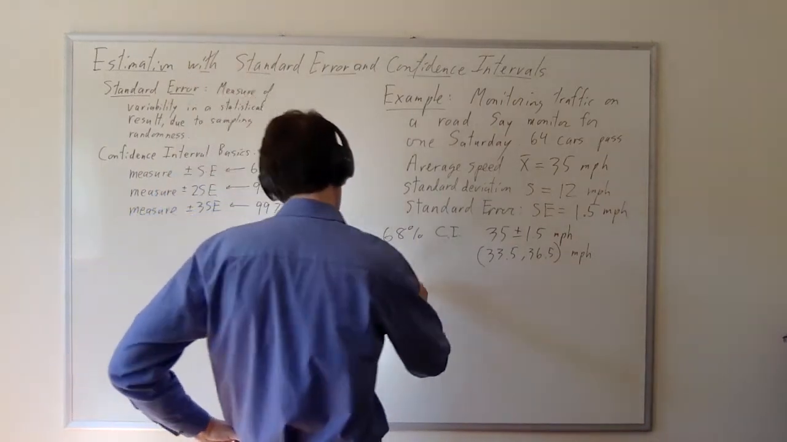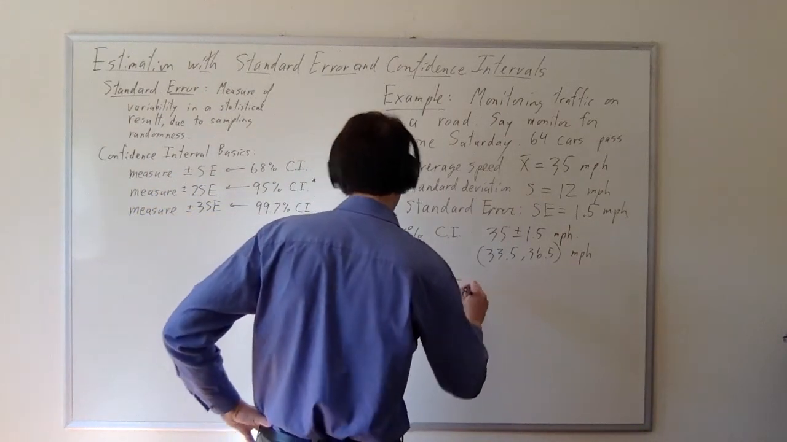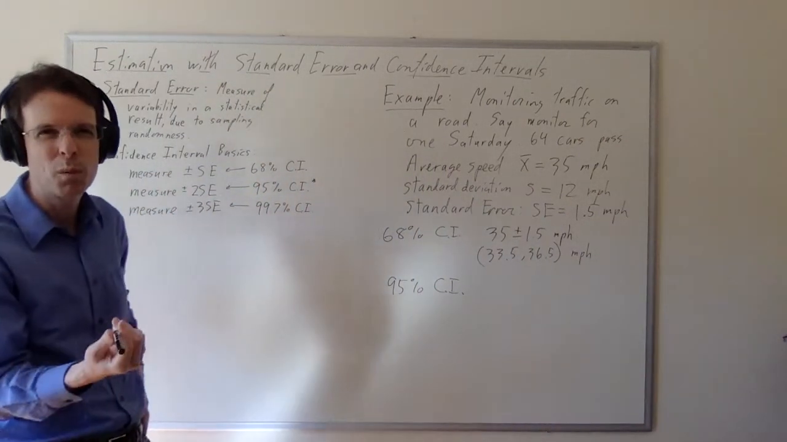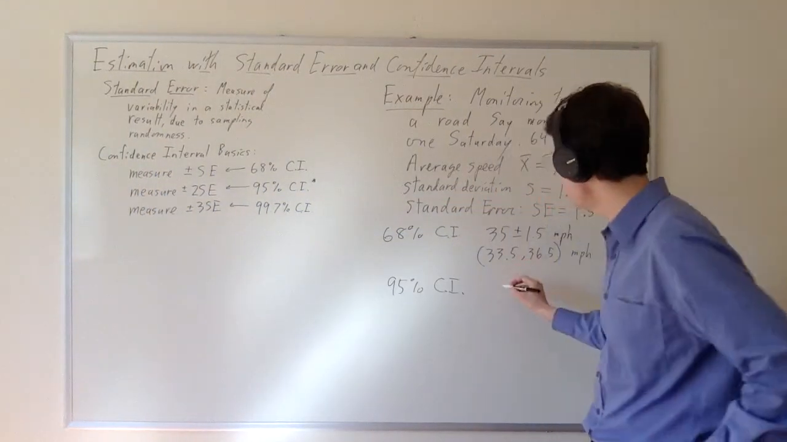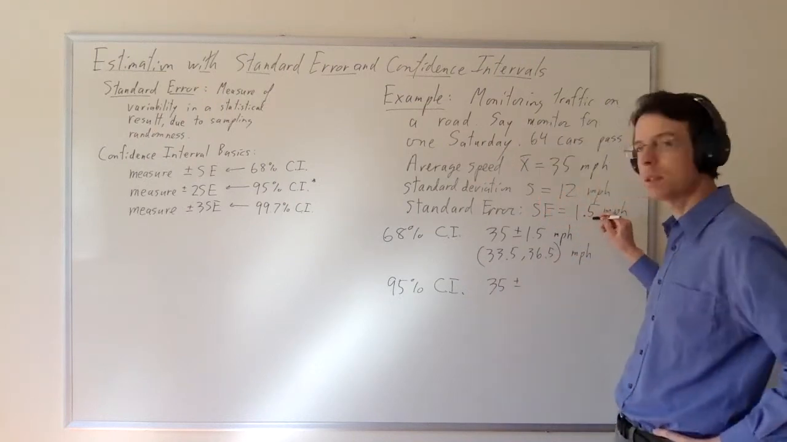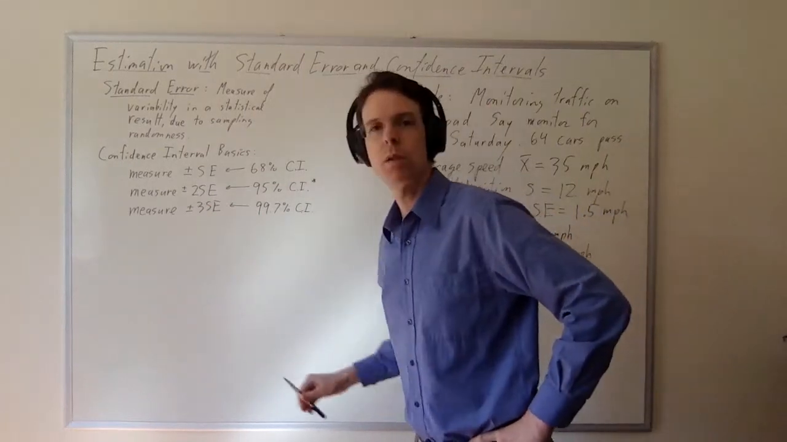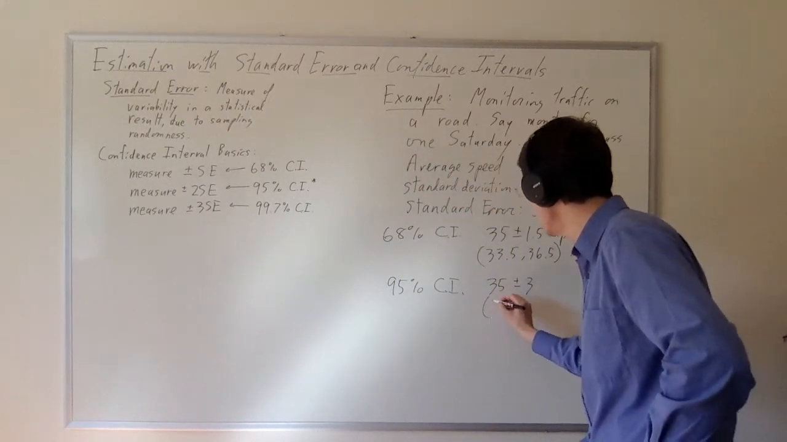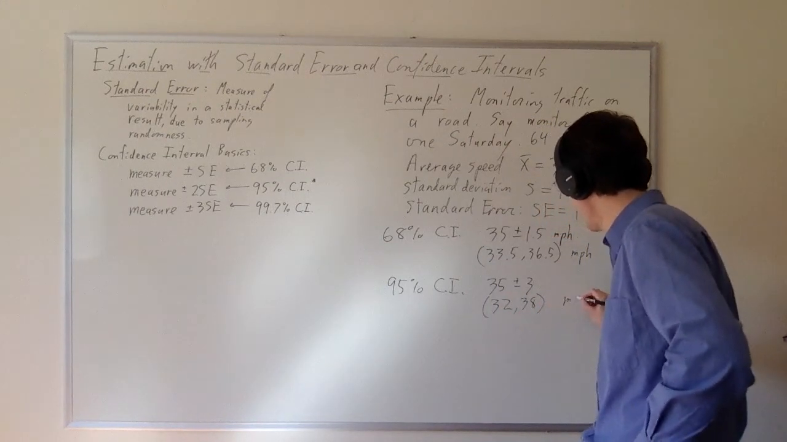And then we have another confidence interval, which is the 95% confidence interval. And again, a little bit of fine print: on some technical level, I'm supposed to multiply by 1.96 here, but I'm going to multiply by 2 because it's okay. So that would be 35 plus or minus what? I've got the standard error here, so plus or minus double the standard error, 2 times the standard error. And that's going to be plus or minus 3. And so in interval notation, that would be 32 to 38 miles per hour.